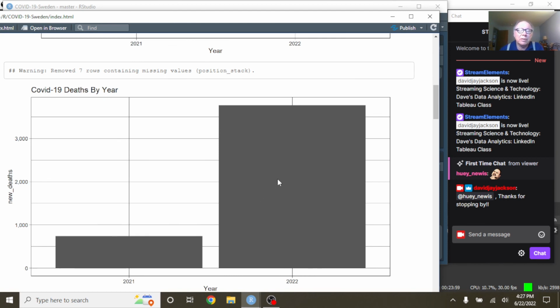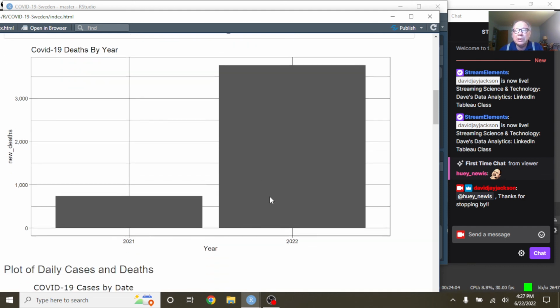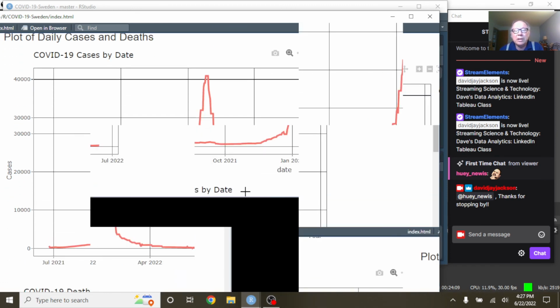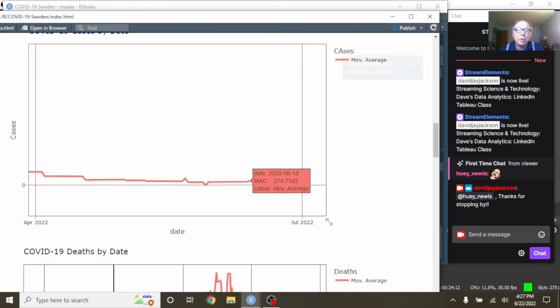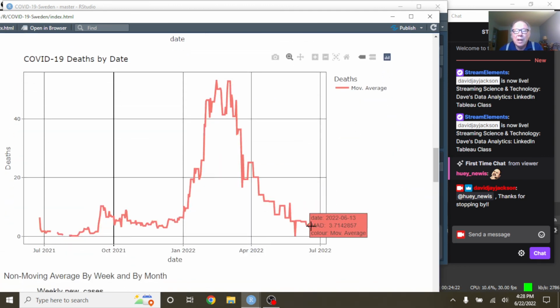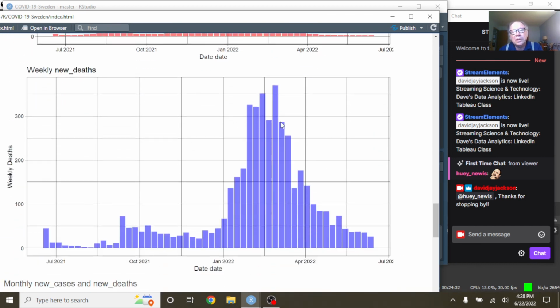And you can see here deaths for 2022 is way, way ahead of 2021, which has to be a shock for Sweden considering how good their numbers were in 2021. Nonetheless, you can see how crazy low Sweden's cases are right now. For June the 13th, Sweden's averaging 274.7 cases per day and 3.7 deaths per day. Look how crazy low their weekly cases are, and a nice declining pattern in COVID-19 deaths in Sweden.